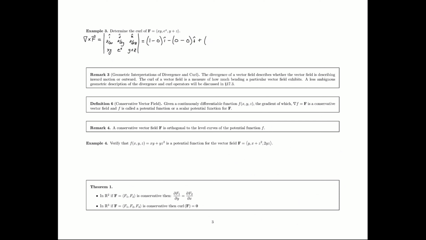Plus, we're back to plus. We're now deleting the third column along with the top row. So we have the y partial of xy, which is just x, minus the x partial of e to the x, which is e to the x, times k hat. So the curl ends up being 1, 0, e to the x.